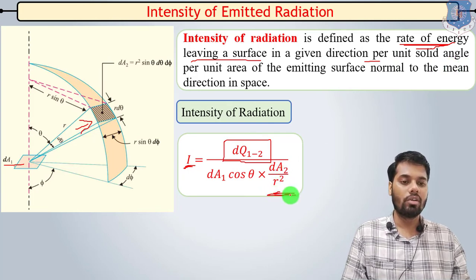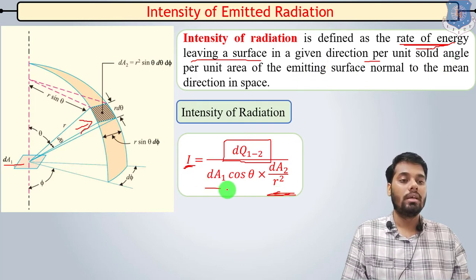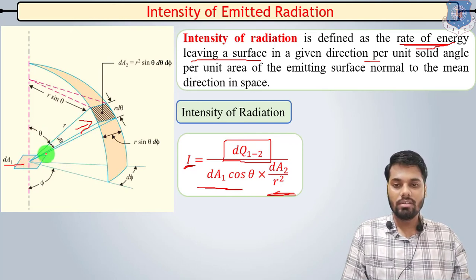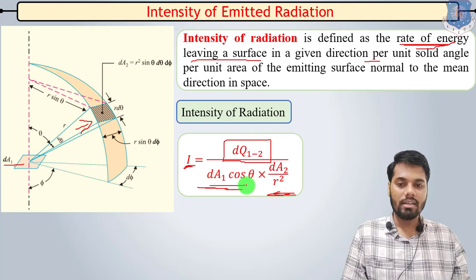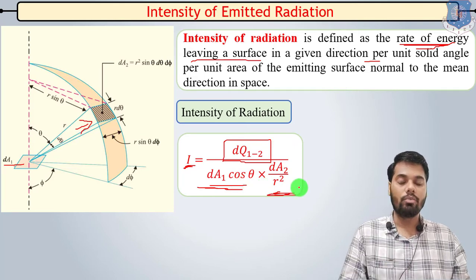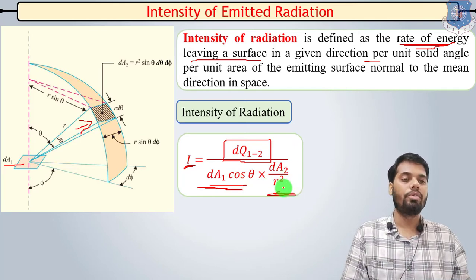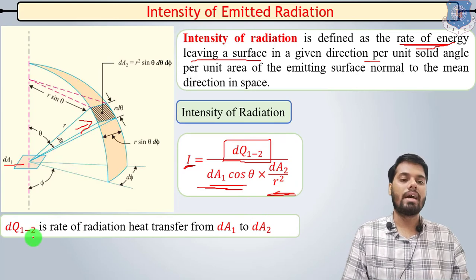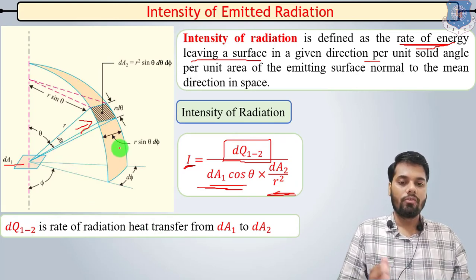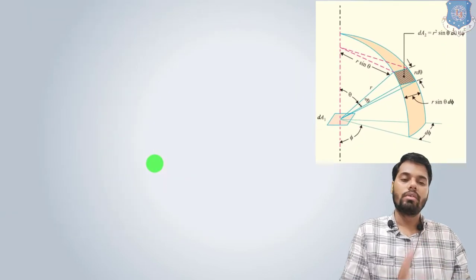per unit solid angle. This is per unit solid angle, dA2 by r square, per unit area. So this is our area, dA1 cos theta. The dA1 is the area, but at a theta angle the area would be dA1 cos theta, as we have just learned in the previous slide, per unit solid angle, which is dA2 by r square. So here dQ12 is the rate of radiation heat transfer from dA1 to dA2.